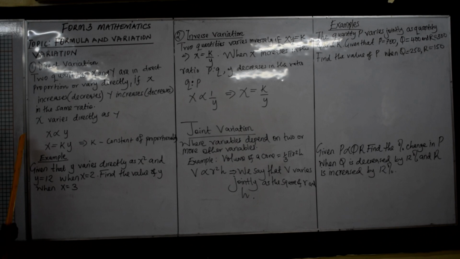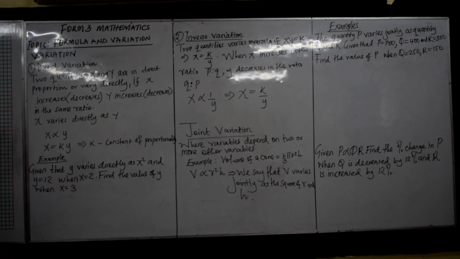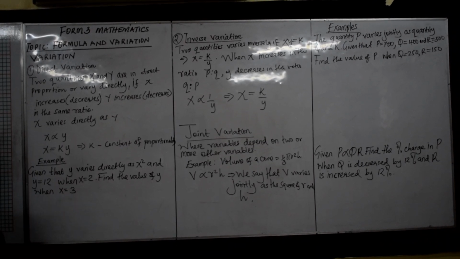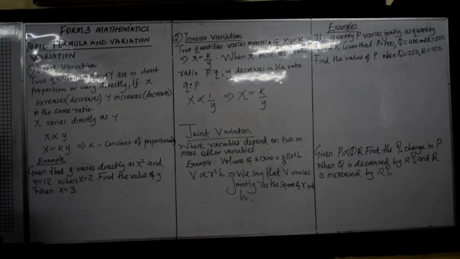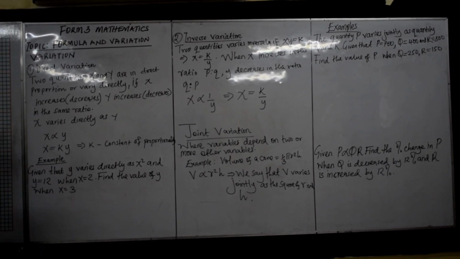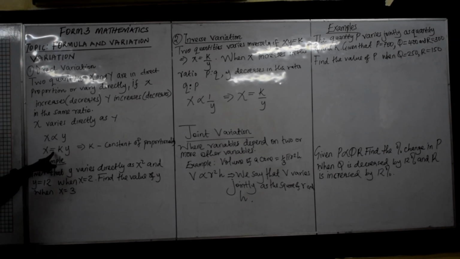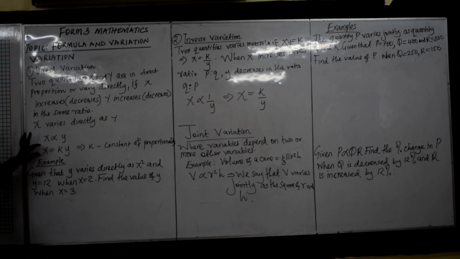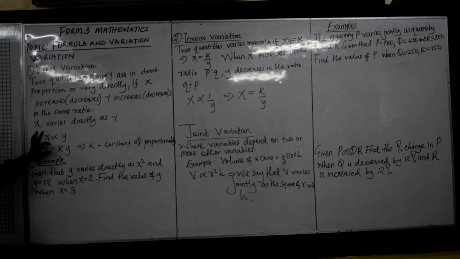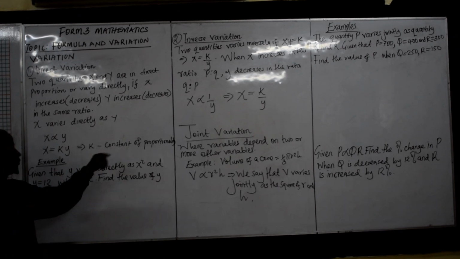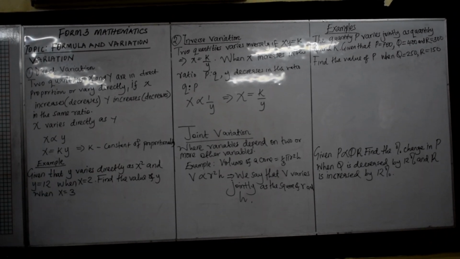We normally read this as x varies directly as y, which is normally written as x ∝ y. Then to remove the proportionality sign, we normally put an equal sign and multiply with a constant. So we put x equals k times y, and k is normally called a constant of proportionality.